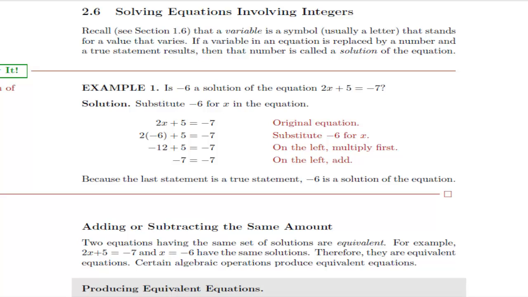So the original equation is 2x plus 5 equals negative 7. Substituting negative 6 for x, we get 2 times a negative 6 plus 5 equals negative 7. Then on the left, multiply first. 2 times a negative 6 is negative 12. And then we add: negative 12 plus 5 is negative 7. Because the last statement is a true statement, negative 7 equals negative 7, negative 6 is a solution of the equation.